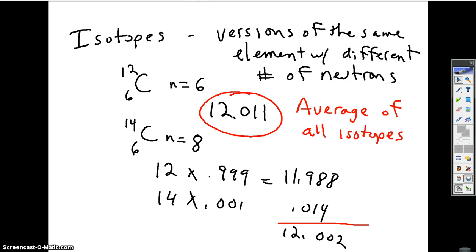So if you think back to earth science, you may have done some stuff with half-lives and radioactive dating where you talked about how carbon-14 is radioactive and it decays.